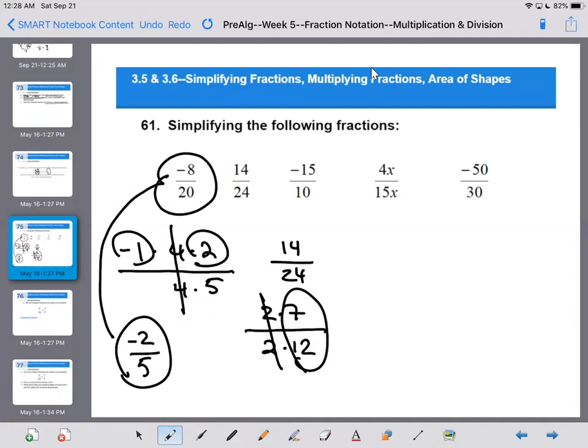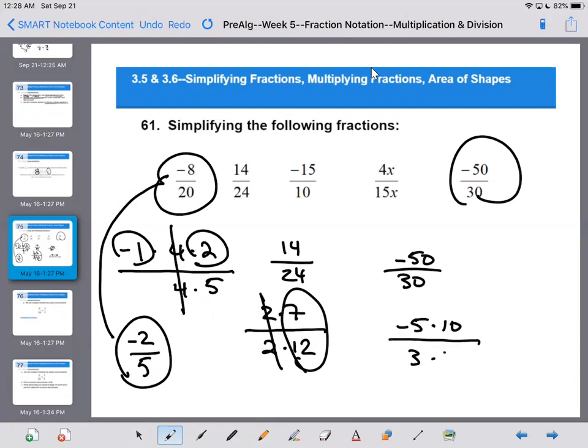And then let's look at negative 50/30. I see that that's negative 5 multiplied by 10 and 3 multiplied by 10. So we've broken it down into the factors that we see that will divide out. And this becomes a 1, so you're left with negative 5/3.